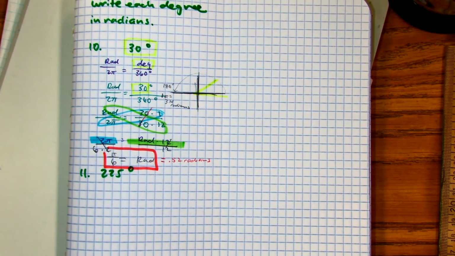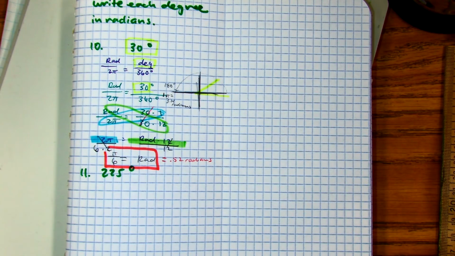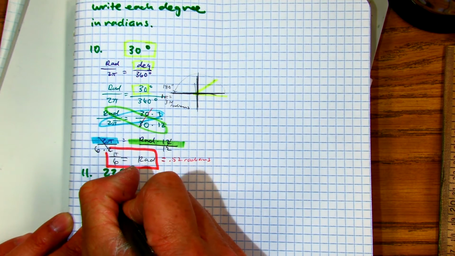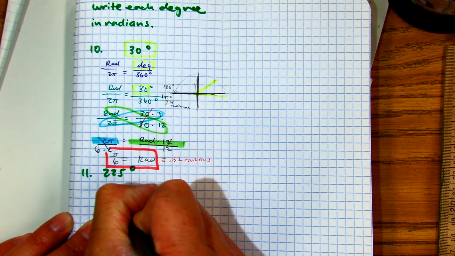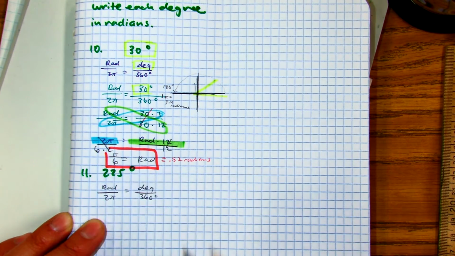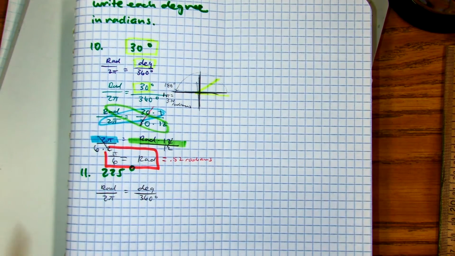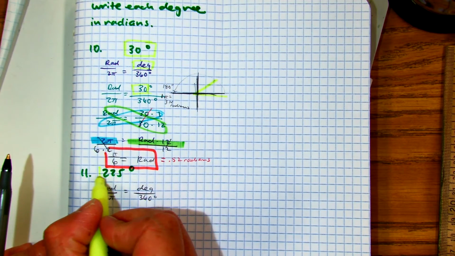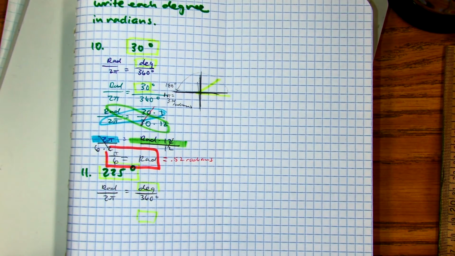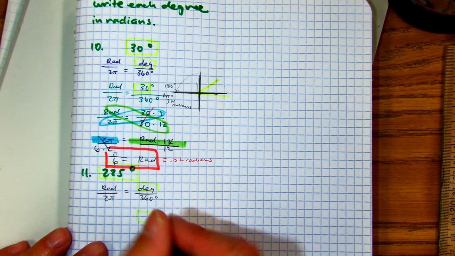Partner B, tell partner A the awesome proportion. Ready, set, go. Pablo, the awesome proportion? Rad over 2 pi equals 1 degree over 260. Class, what do we have? Degrees or radians? How do you know degrees? Which also implies that if you forget the degree symbol, you will be marked off, because then I'll interpret it as radians.